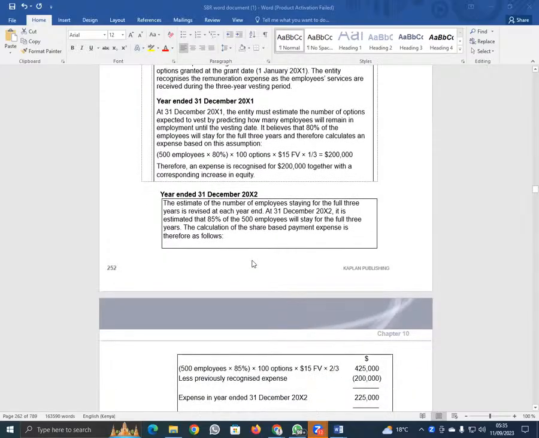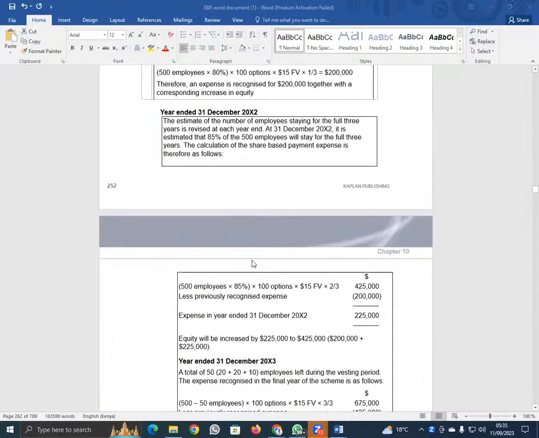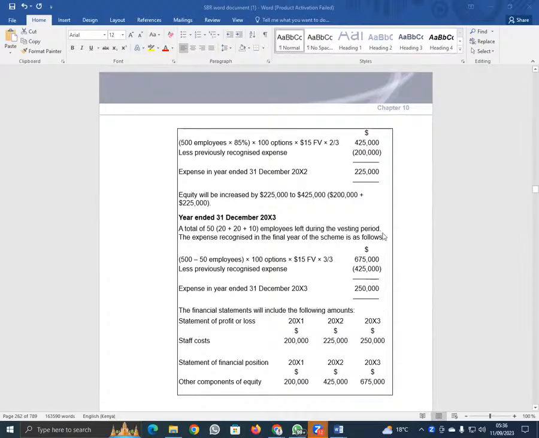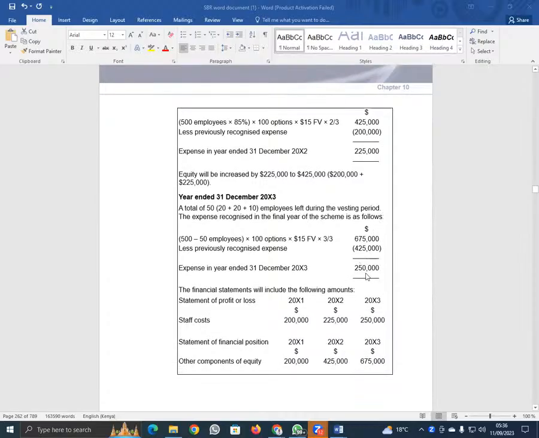And then end of year two, what do we have? End of year two, the expense will be 225,000. And then end of year three, in this case, they have 250,000. End of year three as the expense.